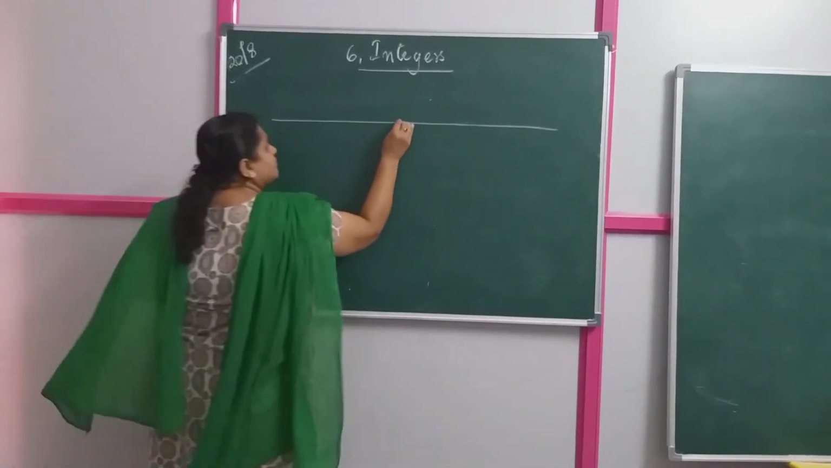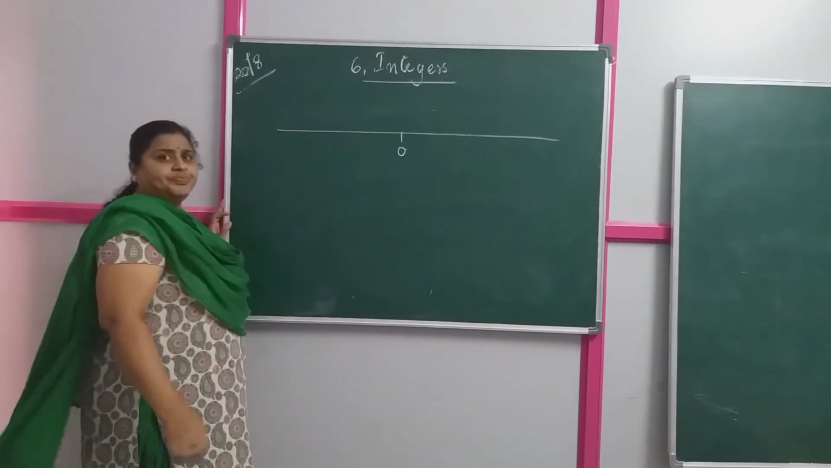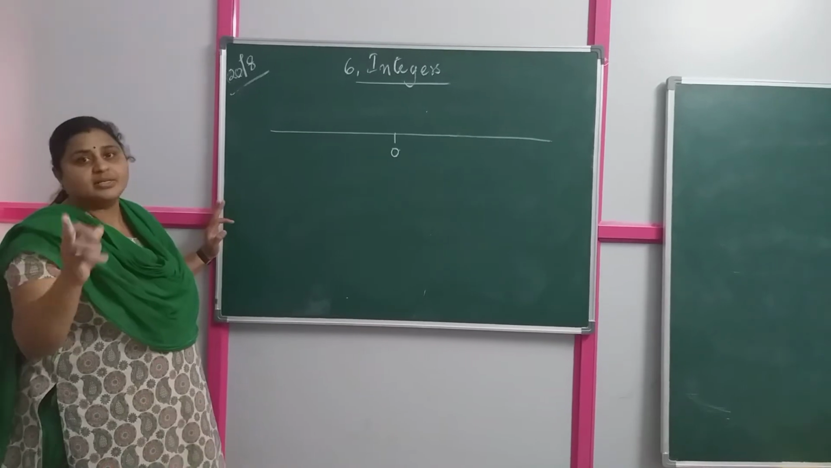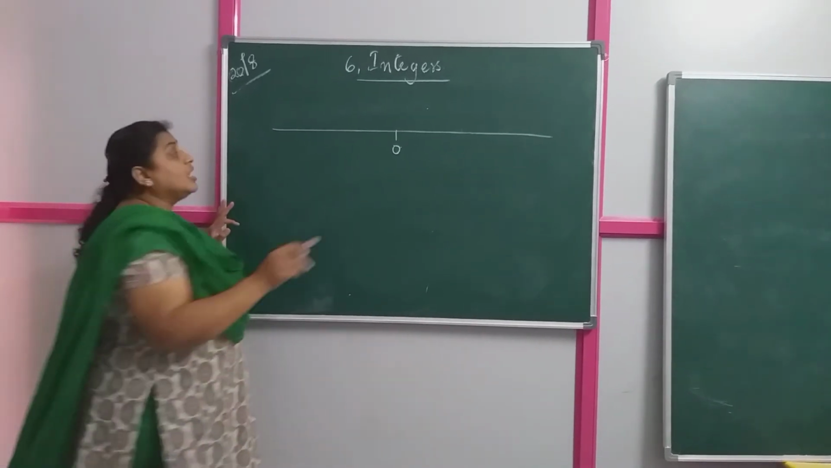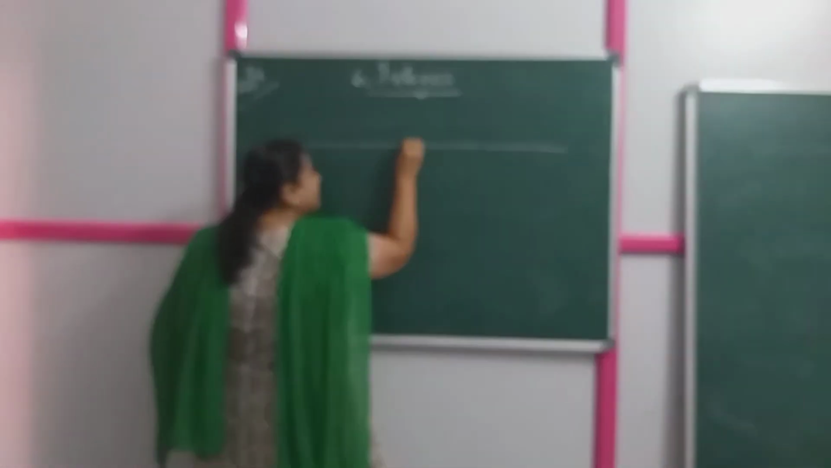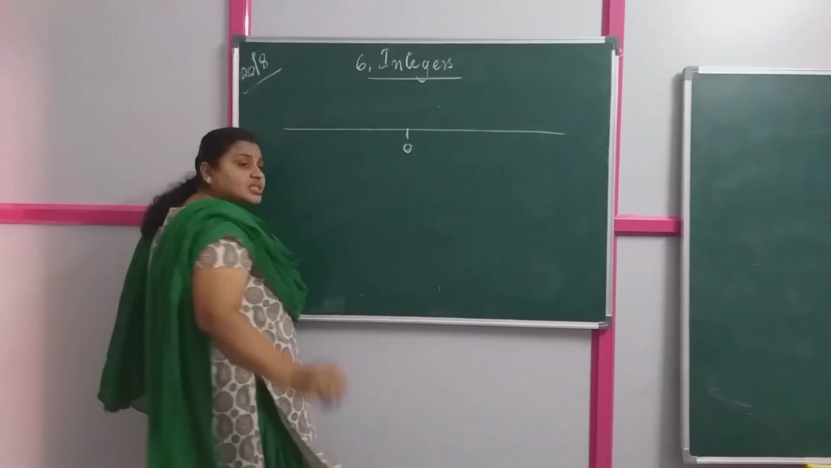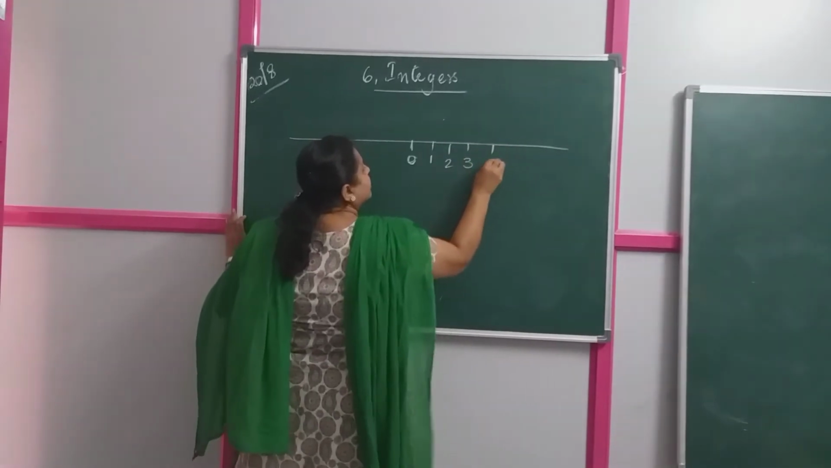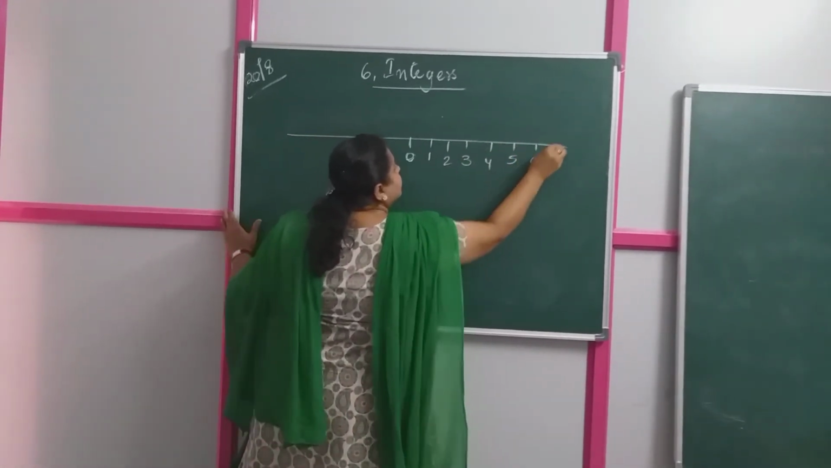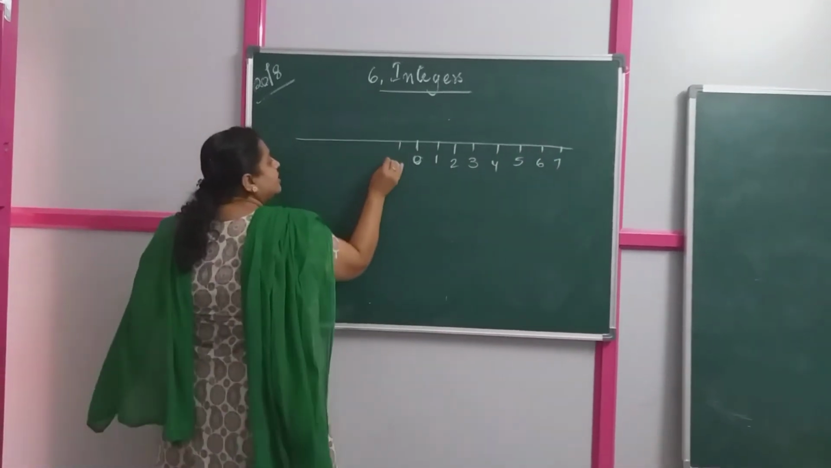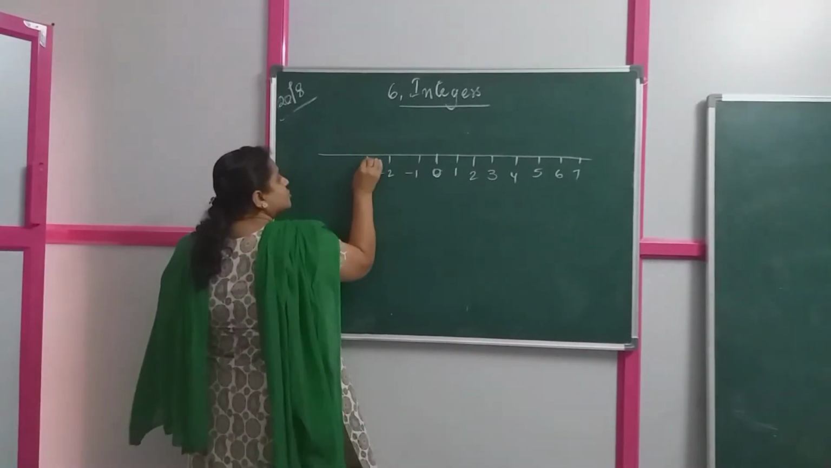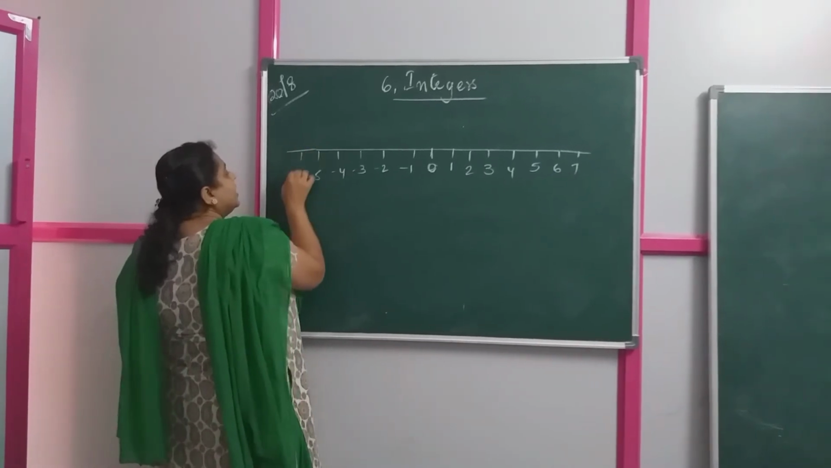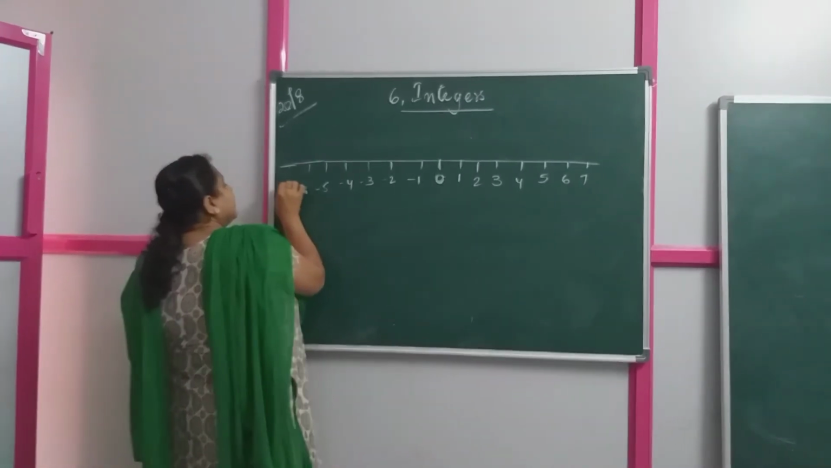Okay. First of all, 0. Generally, whenever you draw a number line, you start it with 0. But here in integers, first you draw the number line, and in the middle of the number line, write 0 first. Then 1, 2, 3, 4, 5, 6, 7. And here minus 1, minus 2, minus 3, minus 4, minus 5, minus 6, minus 7.